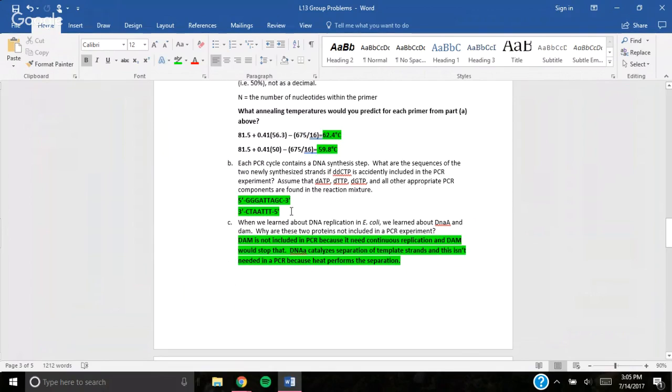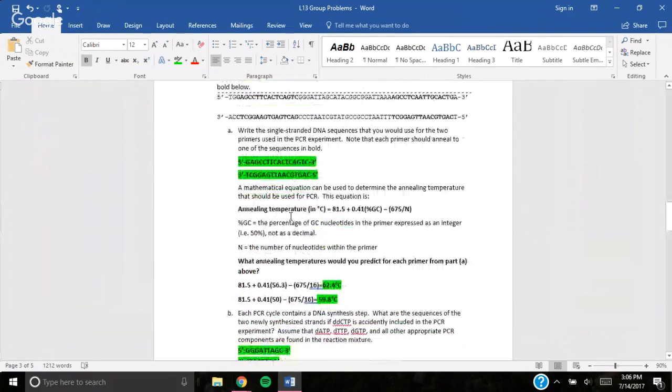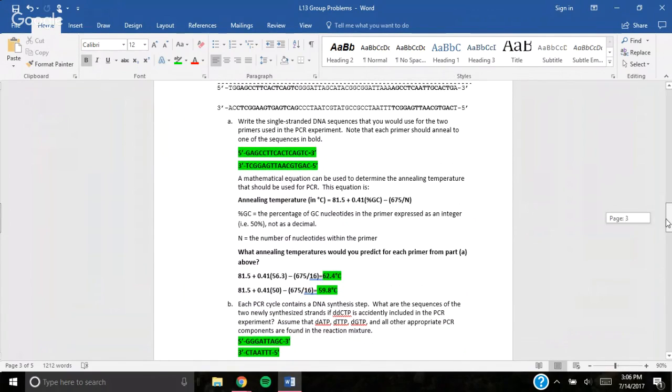So C, each PCR cycle contains a DNA synthesis step. What are the sequences of the two newly synthesized strands if ddCTP is accidentally included in the PCR experiment? And assume that dATP, dTTP, dGTP, and all other appropriate PCR components are found in the reaction mixture. So if you'll go back up, Keegan. For the first one, we start at where we found our first primer, but we start at the end of it. And so we find GGG, and then ATT, AGC.